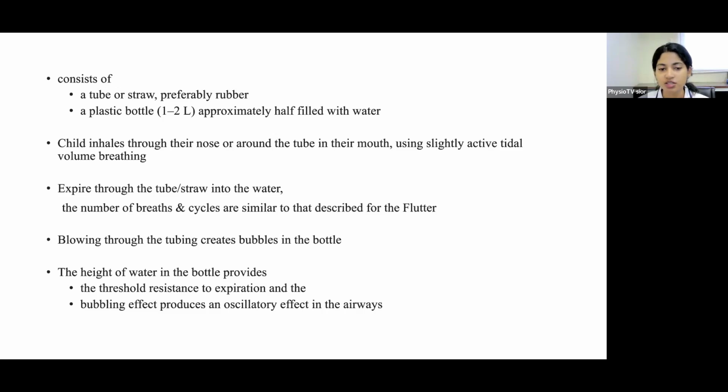And the number of breaths or the number of cycles will again, just like in flutter and a cappella or other devices, depend on how much sputum volume is being produced. Okay. So blowing through this tubing is going to create bubbles, and these bubbles are the ones that are going to cause the oscillatory effect in this device. The height of the water in the bottle will provide the threshold resistance to the expiration, and the bubbling effect is what will be giving the oscillatory effect in this device. Okay, so let's see a video of that as well.